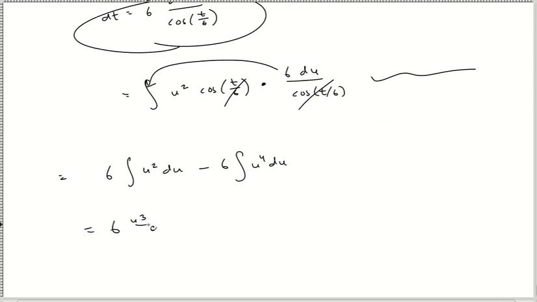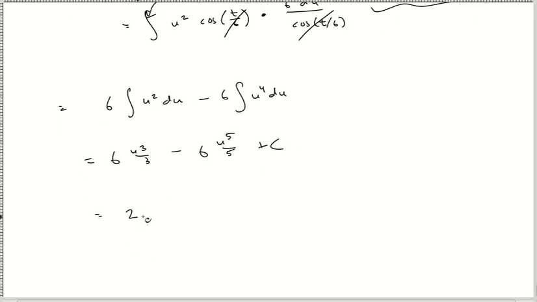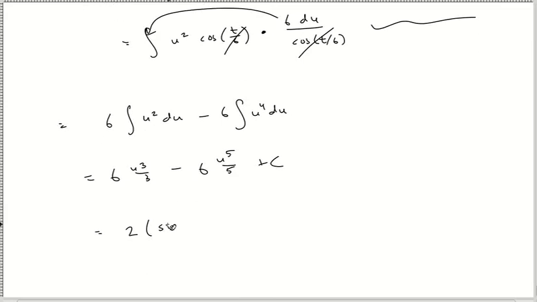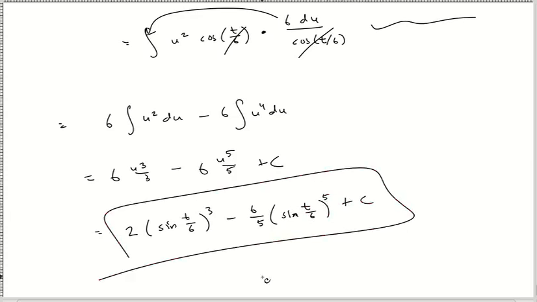And so we got u cubed over 3 and u to the 5th over 5. It's not a definite integral, but we do have to actually plug back in my u's. So this is a 2, my u, sine of t over 6, all cubed. I'm not going to make it in their funny little notation. I'm going to leave it just the way it is, because it is fine just the way it is. Don't let anyone tell you differently. You don't need to change. You're fine the way you are.